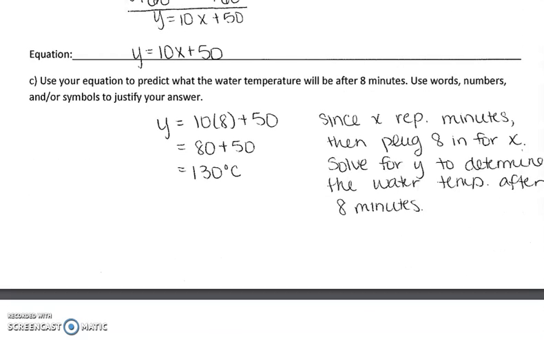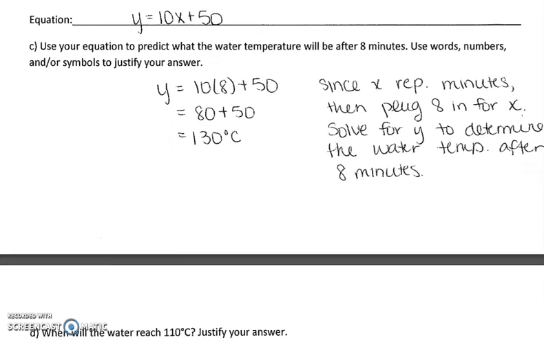So again, with 8 minutes, we just defined our variables. We know that time is x. So you're going to plug in 8 for x and solve. But then again, there's that explanation of what's going on. Since x represents minutes, plug 8 in for x and solve for y to determine the water temperature after 8 minutes. I would include another sentence that says, after 8 minutes, the water temperature is 130 degrees Celsius. So I would include one more sentence actually explaining the solution.